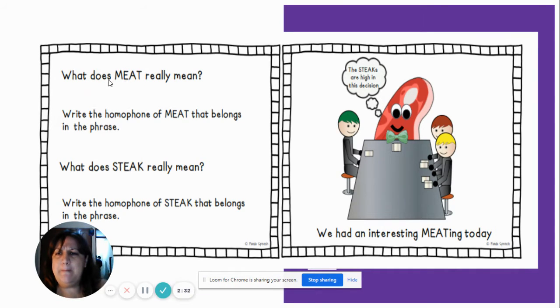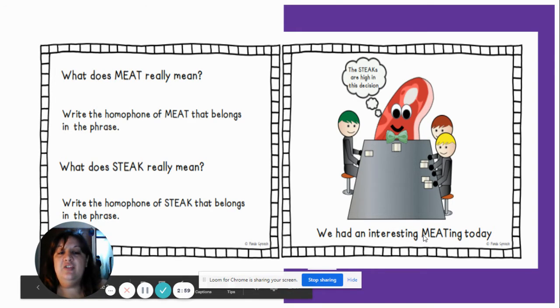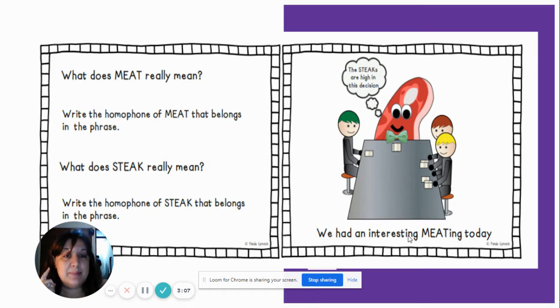What does this word meat really mean? Well, this word meat means this kind of meat, right? Like hamburger meat or like a big juicy steak. It does not mean that we're going to get together around a board table and have a discussion. That kind of meeting is M-E-E-T. All right, so down here it should say we had an interesting M-E-E-T-I-N-G today. We had an interesting meeting today. But see how they sound the same, but they mean something different.